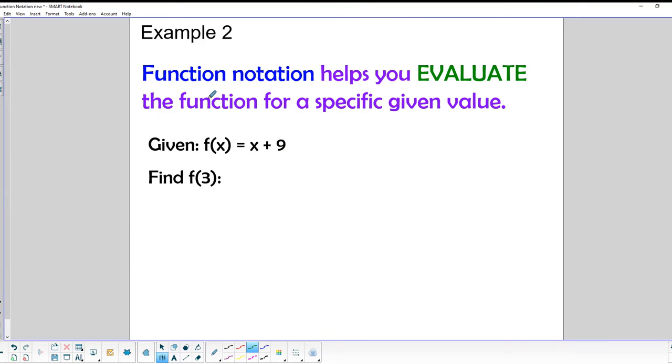So when you write it in this form, the function notation helps you evaluate the function for a specific given value. So if I ended up writing f of 3 like this for this particular function, then that would mean I would have 3 plus 9. So if I have an input of 3, what would be my output? Well, 3 plus 9 would be 12. So pretty straightforward.